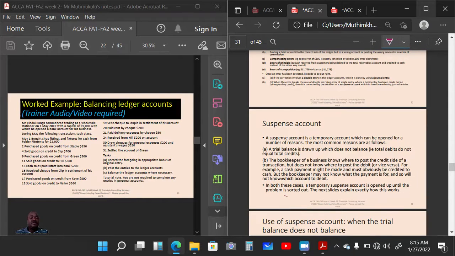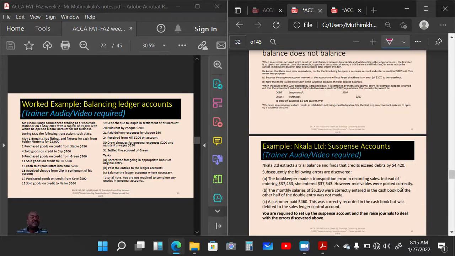Sometimes the bookkeeper of a business knows where to post the credit side of a transaction but does not know where to post the debit, or vice versa. For example, a cash payment might be made and obviously be credited to cash, but the bookkeeper may not know what the payment is for, and so will not know which account to debit. So this is why he ends up putting a suspense account, so that he investigates further.